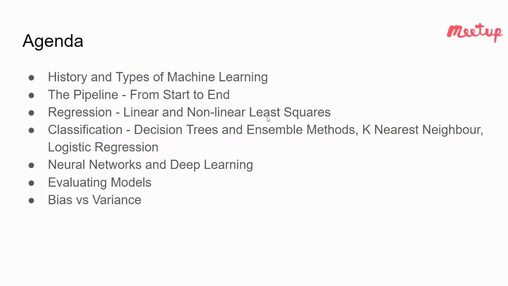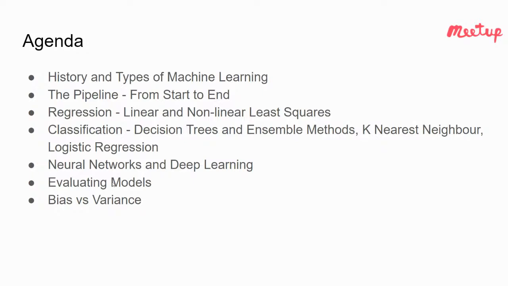Regression, where we talk about linear and non-linear least squares. We also have a section on clustering, which I added later, which is on k-means clustering. On classification, we have decision trees, ensemble methods, K-nearest neighbor, and logistic regression. Around the time of logistic regression, that's where we have our intermission. Neural networks and deep learning will come next. Then evaluating models, bias and variance, about how you test models to make sure that they're accurate and sufficient for your particular use.